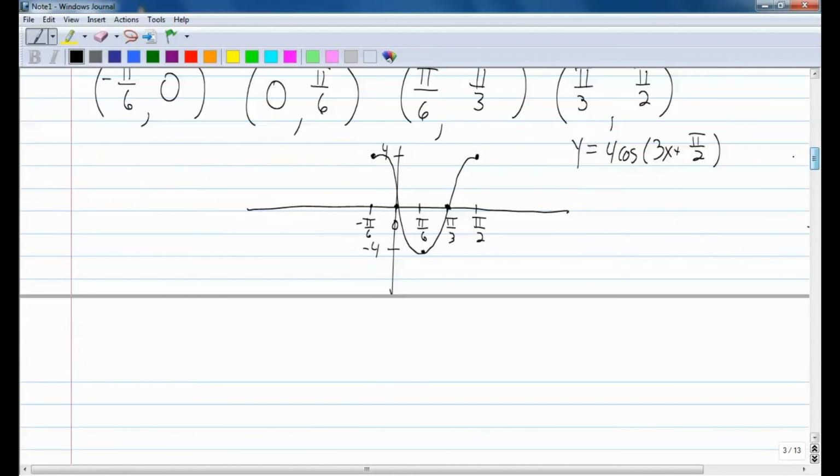Alright, on number 19, this is matching. So what you're going to do on this, you're probably just going to want to write the number on the graph. Alright, so the 4 graphs that are provided will match up with the 4 equations. 2 of the graphs are sine graphs, 2 of the graphs are cosine graphs.